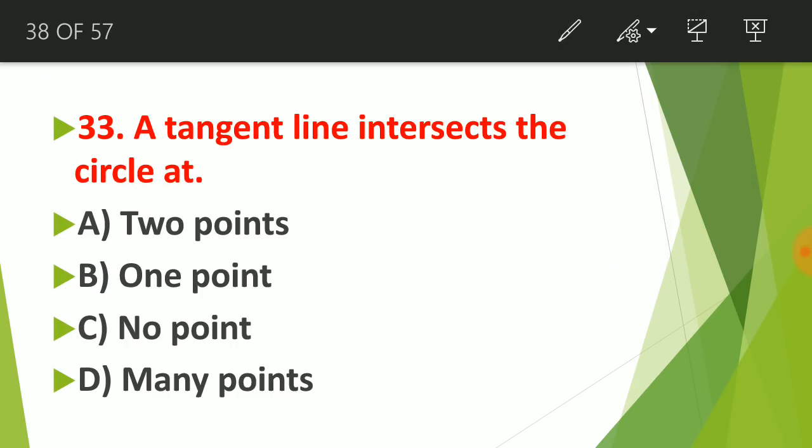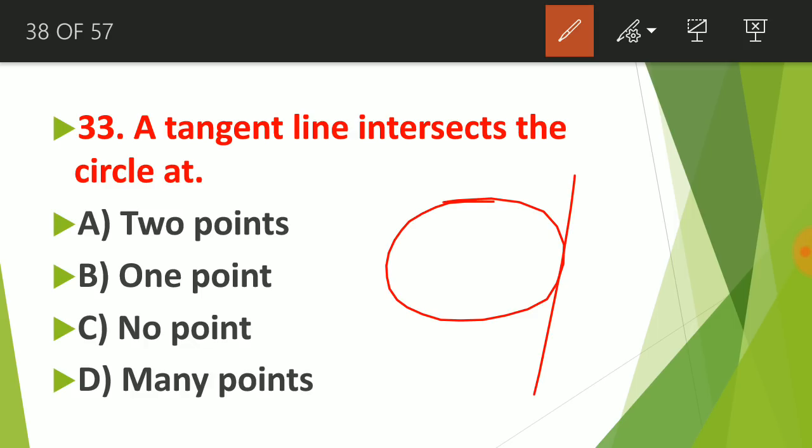Now let us see question number 33. A tangent line intersect the circle at. If this is a circle, then tangent only intersect at one point, at a single point. So it should intersect at one point.